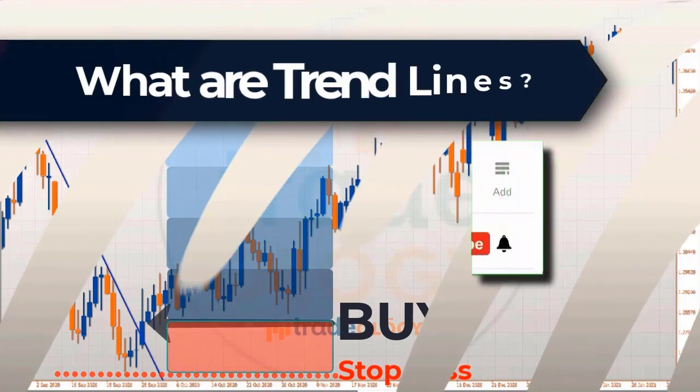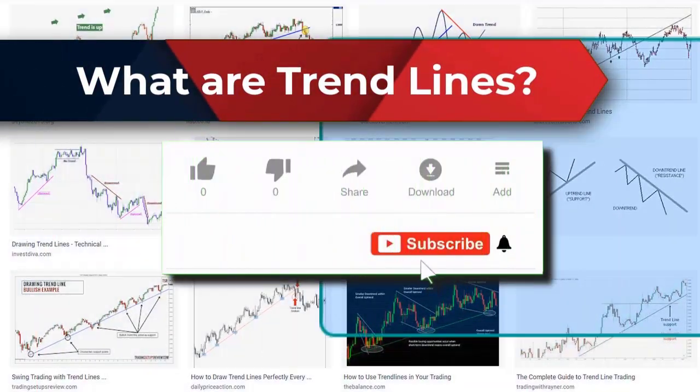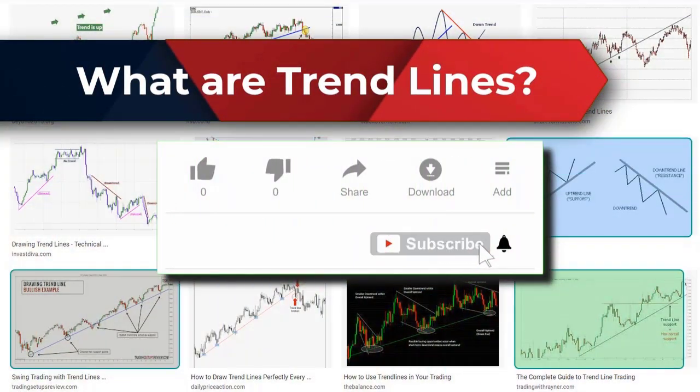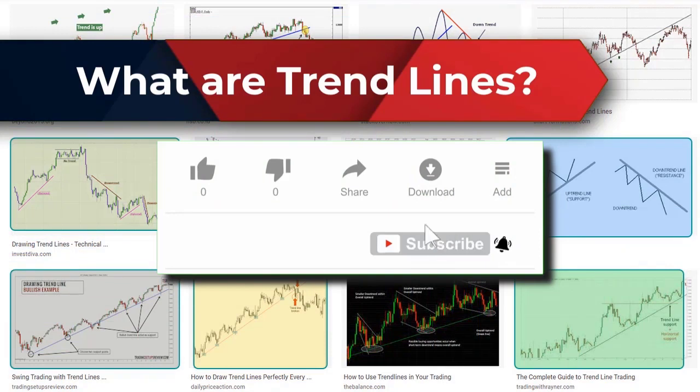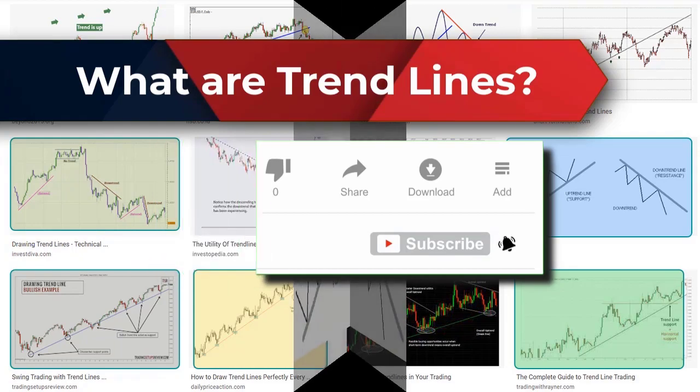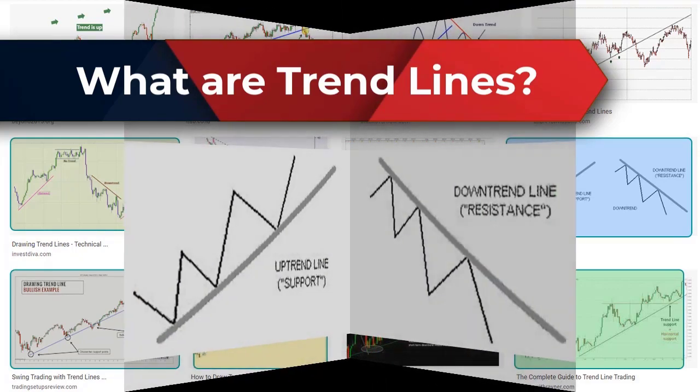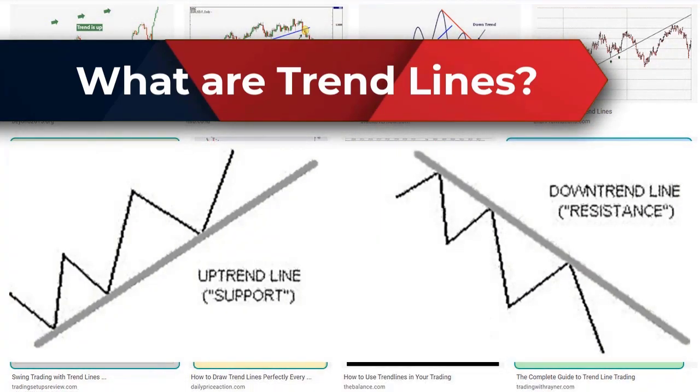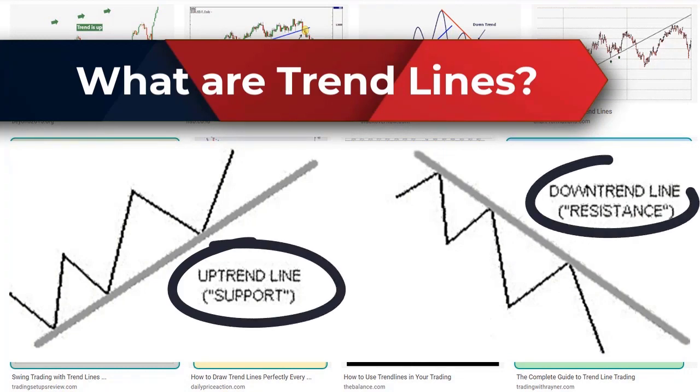So, what are trend lines? As the name implies, trend lines are levels used in technical analysis that can be drawn along a trend to represent either support or resistance, depending on the direction of the trend. Think of them as the diagonal equivalent of horizontal support and resistance. Trend lines can be used to identify and confirm trends.